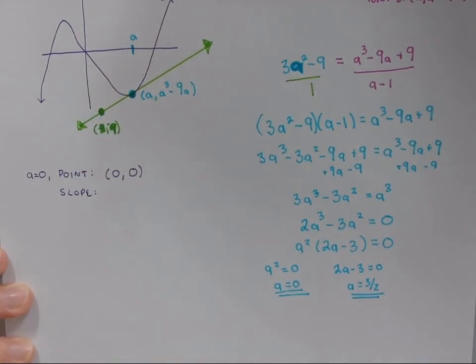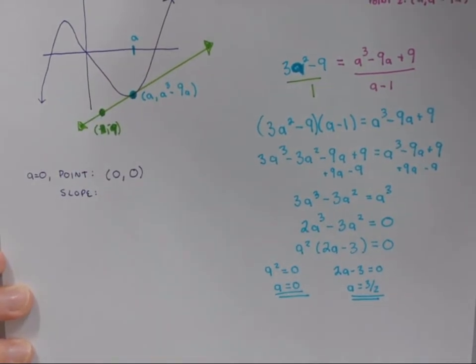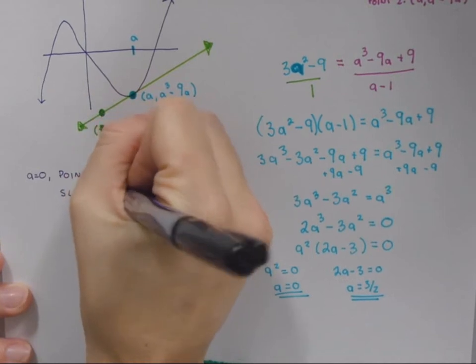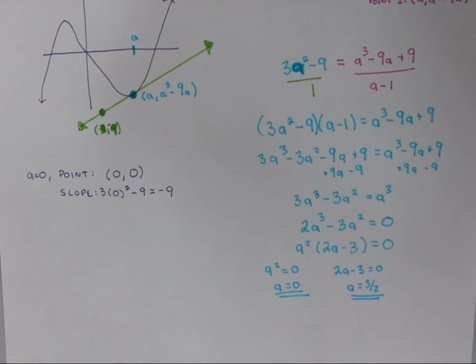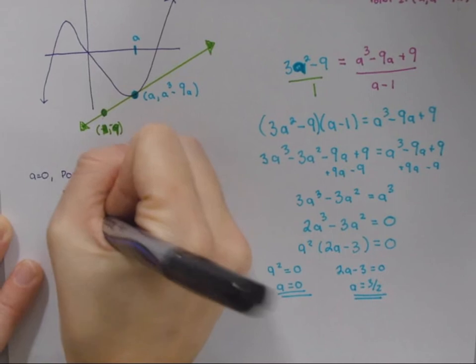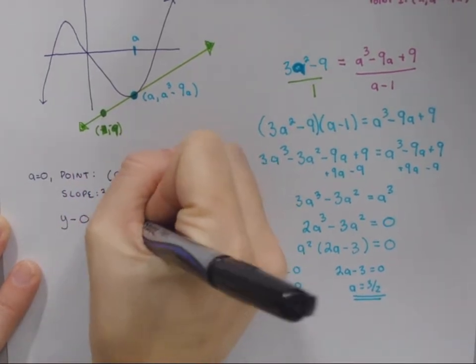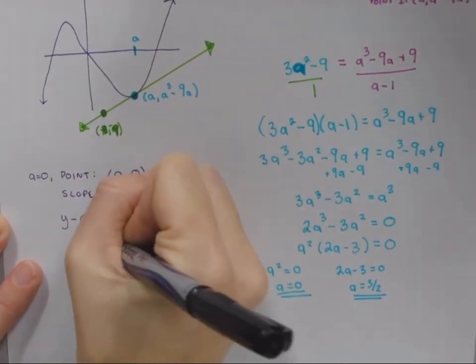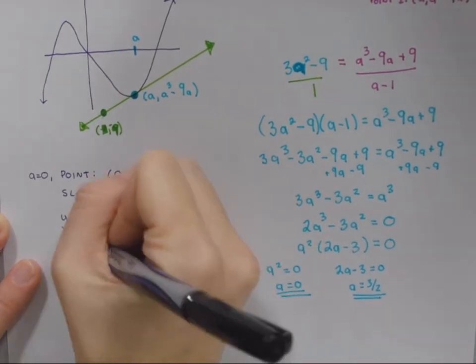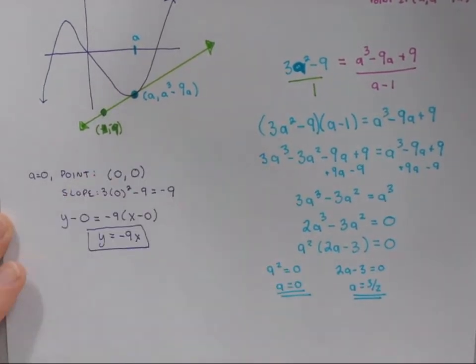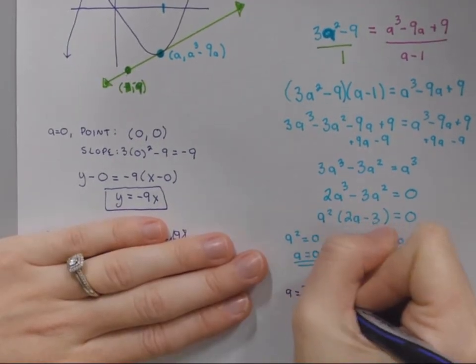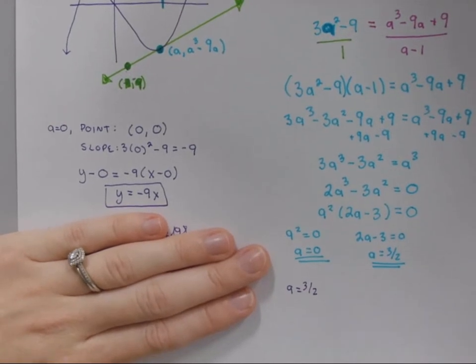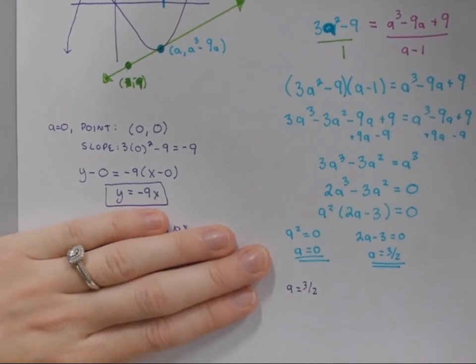And we need the slope of the tangent line. To get the slope of the tangent line, we plug into the derivative. So the derivative is going to be 3, we said, times 0 squared minus 9, which is negative 9. So when we write the equation of a line, it's going to be y minus 0 is equal to negative 9 times x minus 0, which could reduce to y equals negative 9x. And you'll do the same thing. You'll let a equal 3 halves. You'll plug into the original to get the point, and you'll plug into the derivative to get the slope.